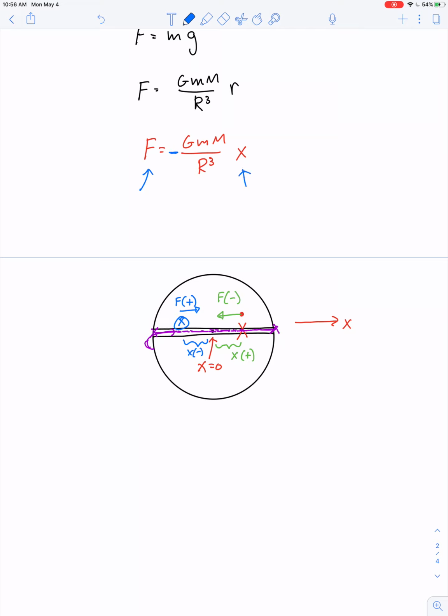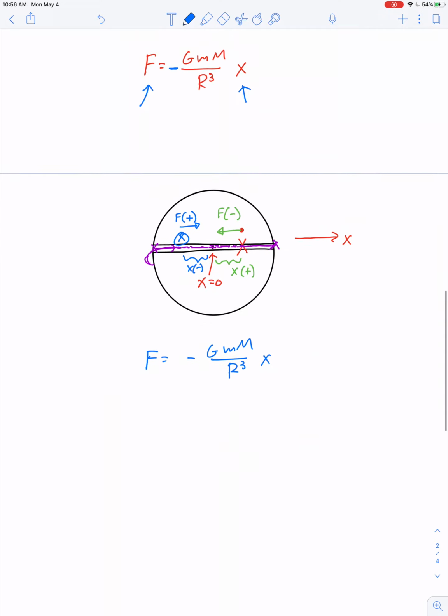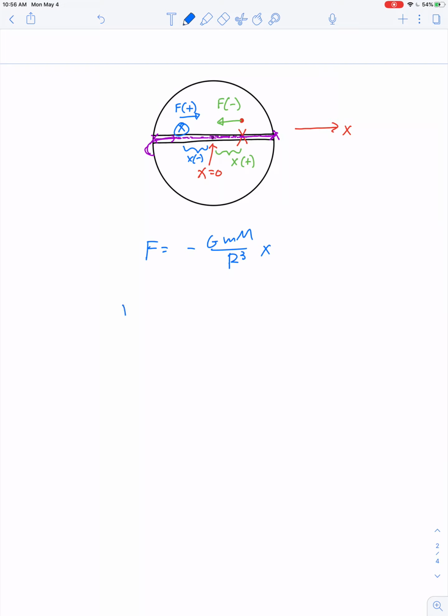So yeah, I think we should really write this equation for force as negative G M m over r cubed times x. By Newton's second law, we replace force with ma. So ma is negative G M m over r cubed times x. But a is dv/dt, which in turn is the second derivative of position with respect to time.